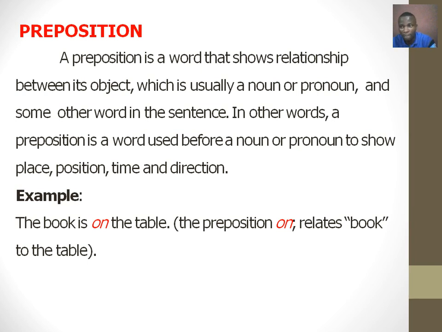Now on the slide on your screen, you see the example there. The book is on the table. The preposition is the one written in red. On is the preposition. And it shows the relationship between the book and the table. The book is on the table. On relates the book to the table. So it has justified what we have just said. The prepositions show relationship between nouns and other words in the sentence.